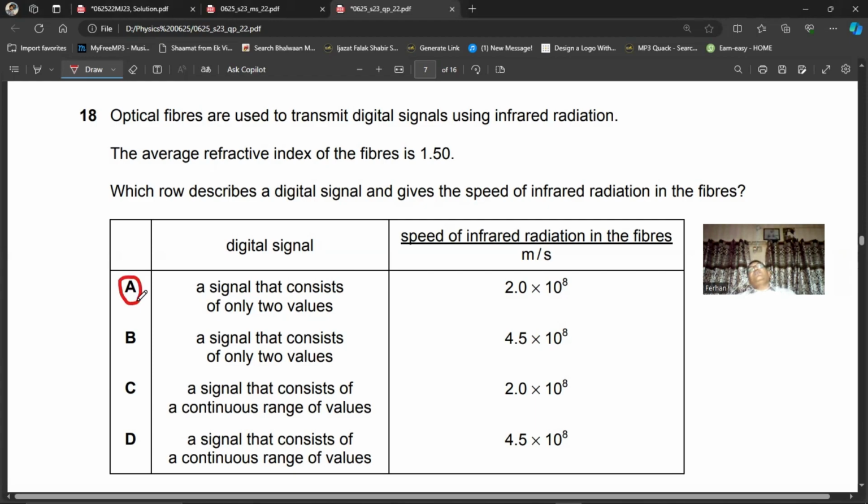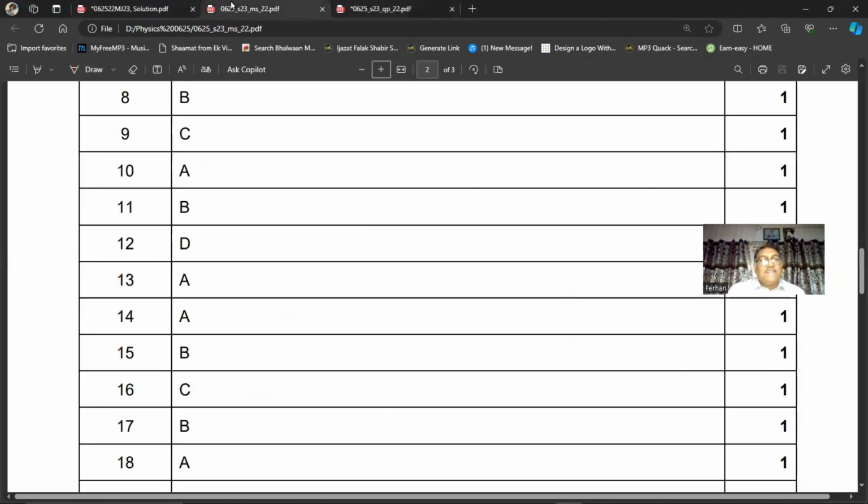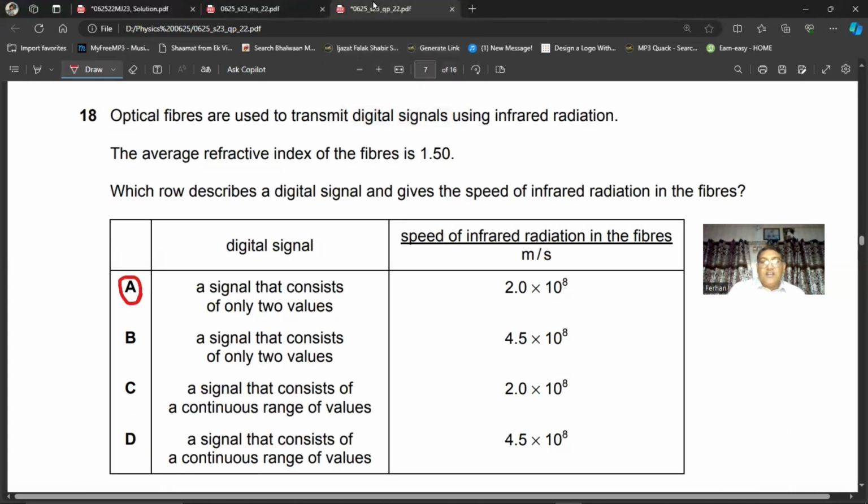Digital signal has only two values. If you have studied computer science, or you might have heard, it is either high or it is low. It is either 1 or it is 0. That is a digital signal. So for question number 18, we say A is the answer.